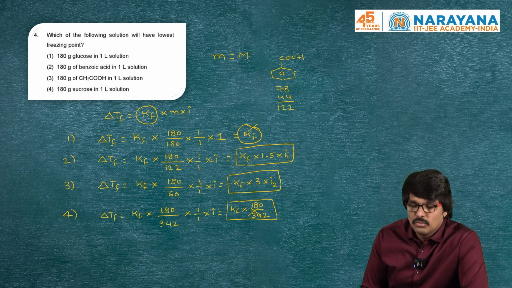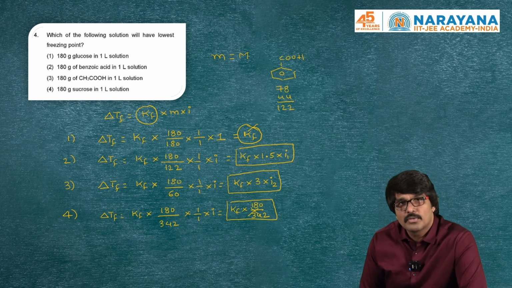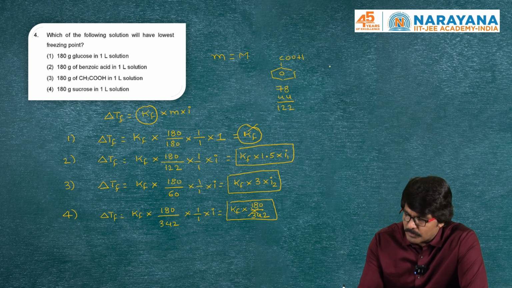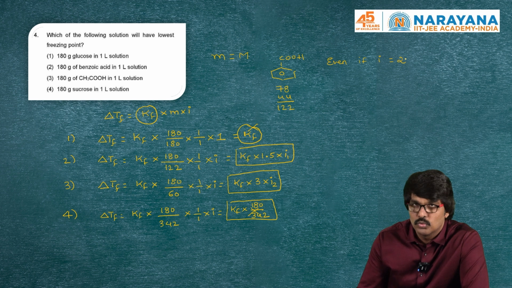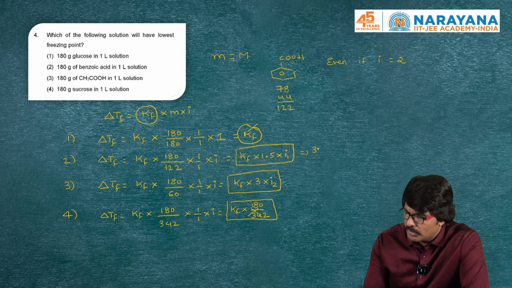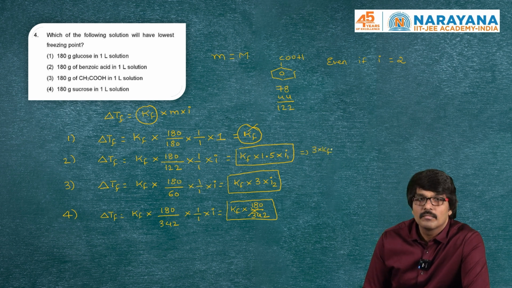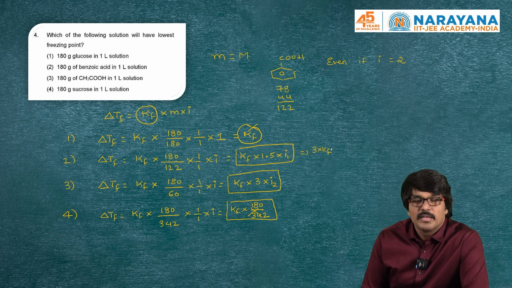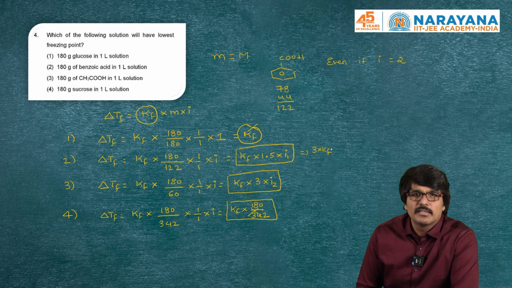In 2 and 3, if you do the smart work, of course, benzoic acid is more acidic when compared to acetic acid. Its degree of dissociation is more. So let us take the maximum possibility, even if Van 't Hoff factor of benzoic acid is taken as maximum, that is 2, you will be getting 1.5 into 2, that is 3 into Kf. But in case of acetic acid, yes, it is definitely less acidic when compared to benzoic acid, and we can say degree of dissociation is less, Van 't Hoff factor is also less, but it is definitely greater than 1.